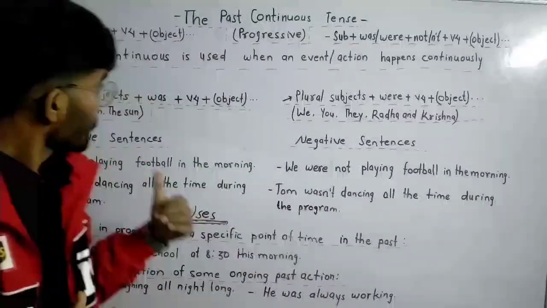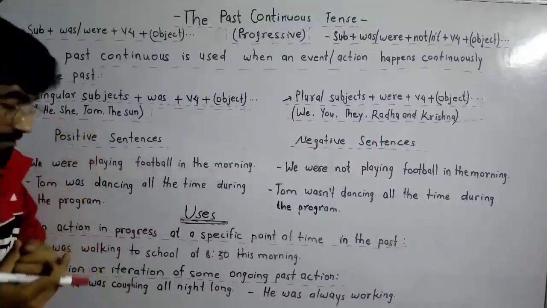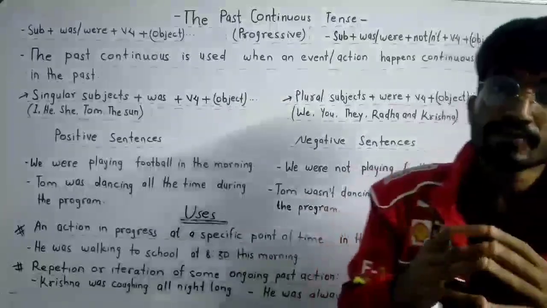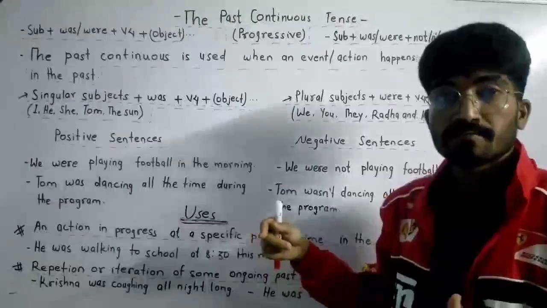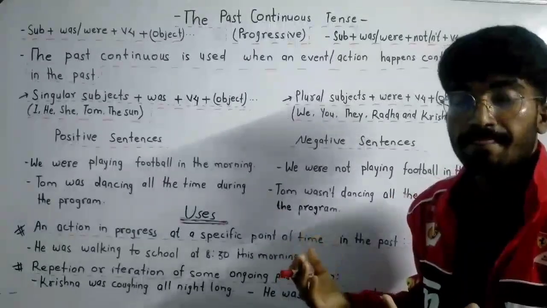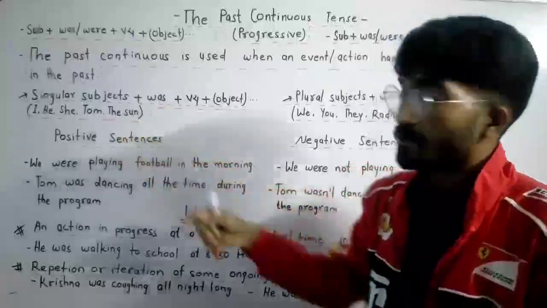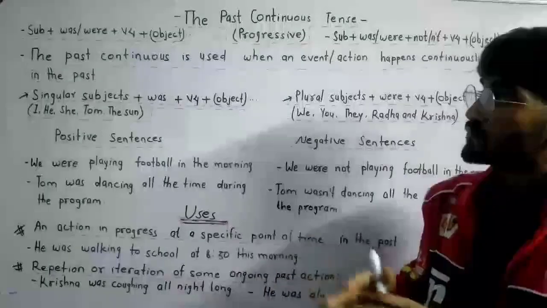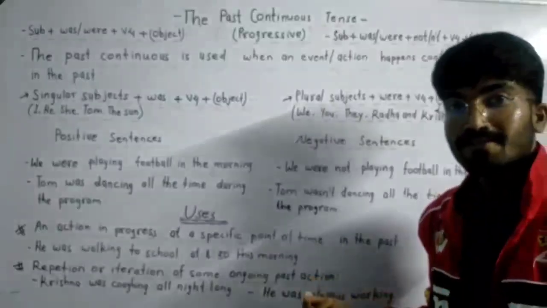See the thing. With was we use singular subjects. Singular subjects are those subjects which indicate only one. For example, I, it means only one person. And then I mean to say a lady, a girl, a woman, and then Tom, a boy, a man, and the sun. See, we use singular subjects with was, and singular subjects indicate only one.